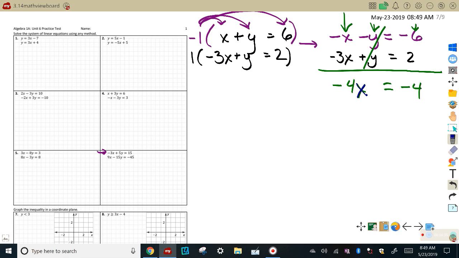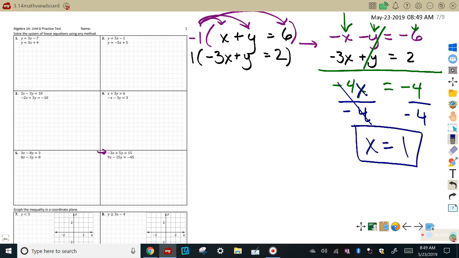I could divide by 4. I'd rather divide by negative 4 so I can take care of the negative sign too at the same time. Okay. These cancel. Negative 4 divided by negative 4 is going to be a positive number, and it's going to be positive 1. Okay, so I know that x equals 1.